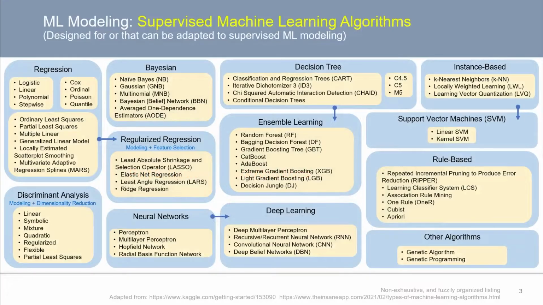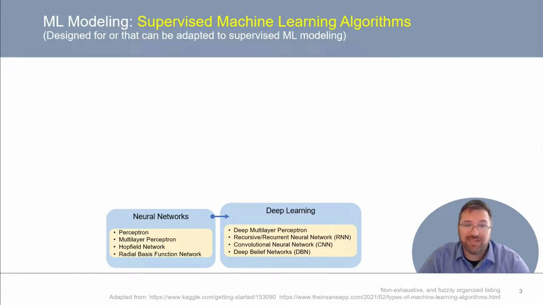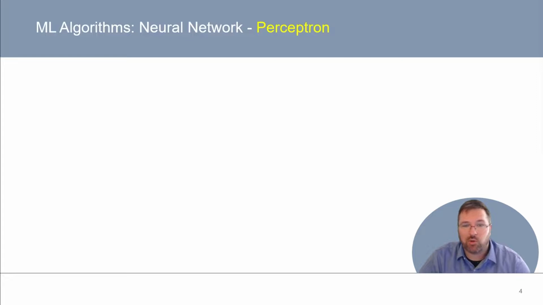We'll start again by revisiting this diagram of better-known machine learning algorithms that can be applied or adapted to supervised learning problems where we have labeled data. Again, in this video, we'll be focusing on these two groups of algorithms, neural networks and their slightly more complex variants known as deep learning. To understand how neural networks work, let's first begin with a perceptron.